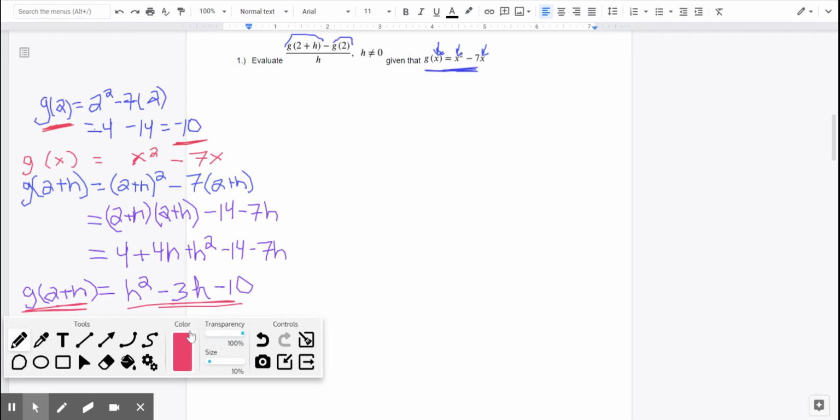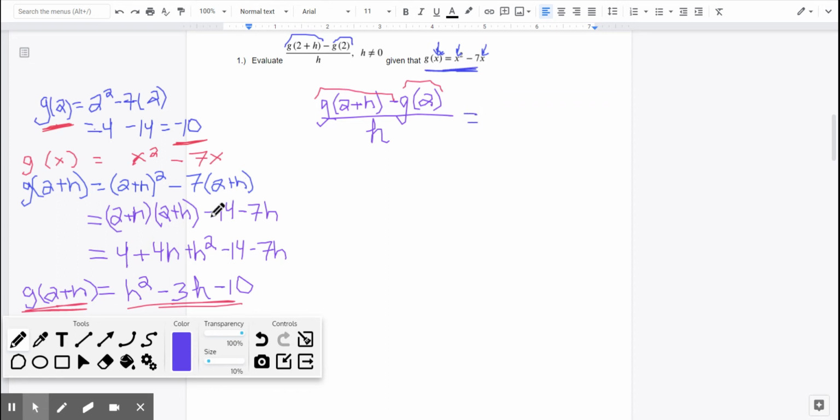So now we're going to go back to this formula. A lot of times, especially for beginners, I suggest rewriting the formula, and you guys are beginners with the formula. So I'm going to rewrite the formula that was given that we're not going to memorize. And then we're going to make those replacements. So in place of g of 2 plus h, we're going to put h squared minus 3h minus 10. And in place of g of 2, we're going to put a negative 10. So let's do that now.